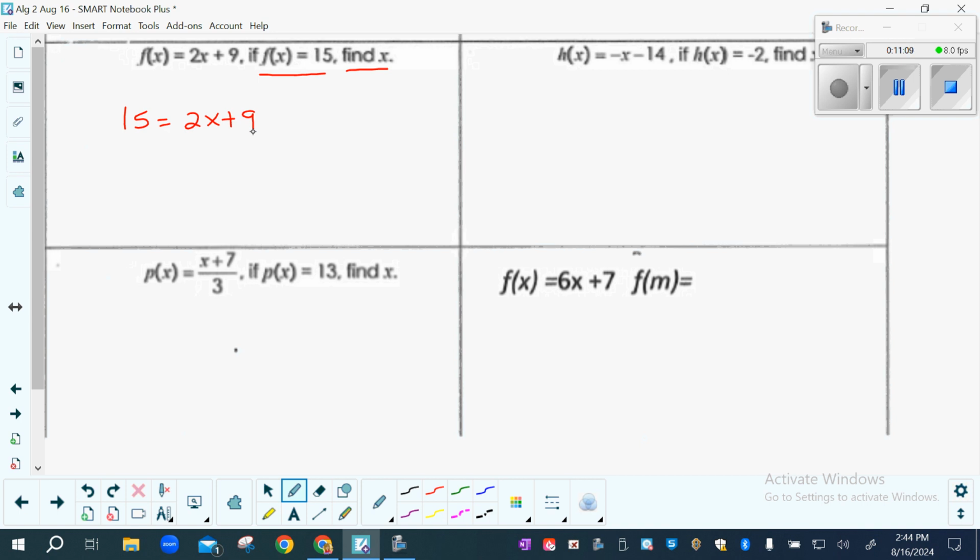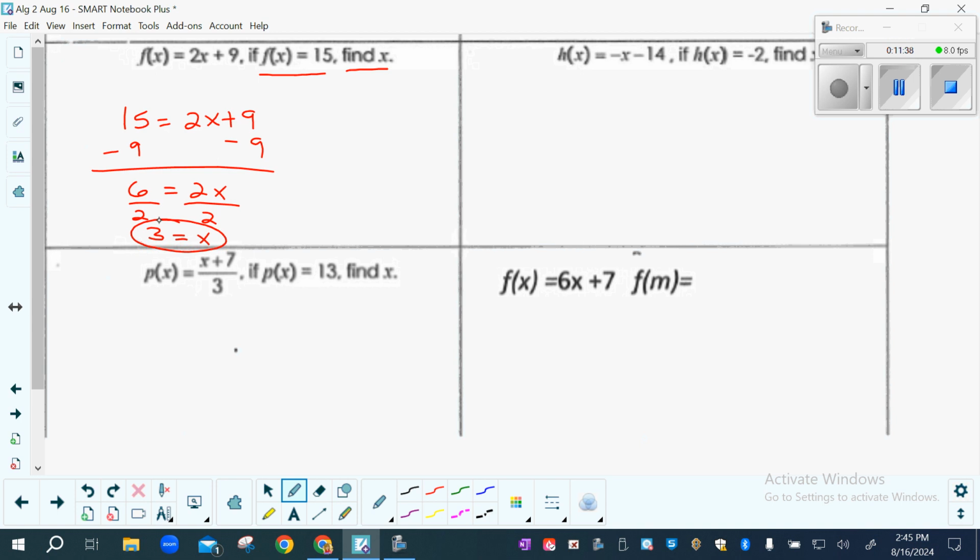What would we do? Subtract 9, get 6, and then divide by 2. So x is 3. See the difference there? In my last class, I got lots of questions of, wait a second, what is it that we set it equal to? Right? I'm emphasizing that a little more.